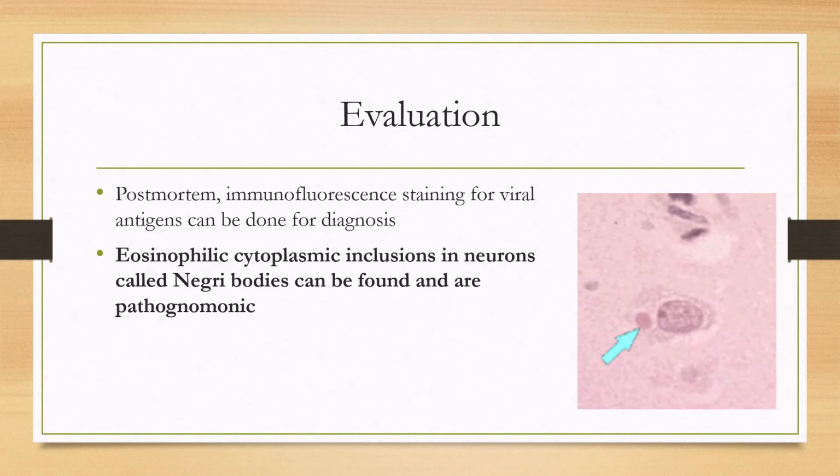If a patient passes, the diagnosis can be made post-mortem as well. So immunofluorescence staining for viral antigens can be done, and these are diagnostic. There can also be a pathognomonic finding called Negri bodies, which are eosinophilic cytoplasmic inclusions in the neurons. These are not always found though.